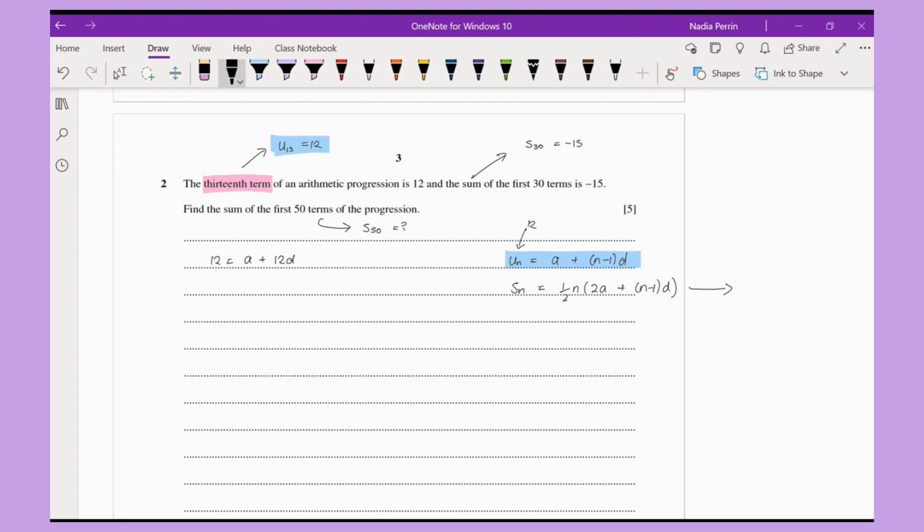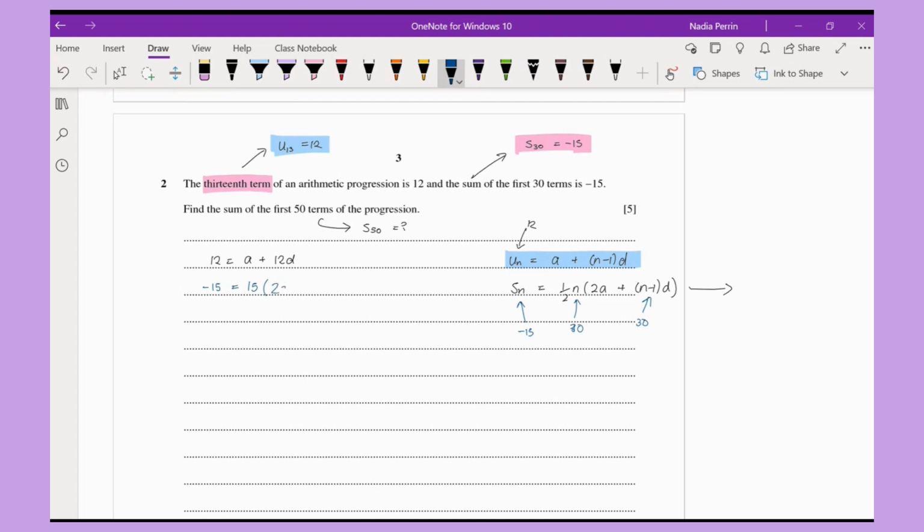And then with this next one, I know that the sum of 30 equals negative 15. So I know that this side is equaling negative 15. And really similar, the only thing that I do know is n. So I'm going to be putting 30 here and 30 here. Okay, so it's going to be half of 30, which is 15.